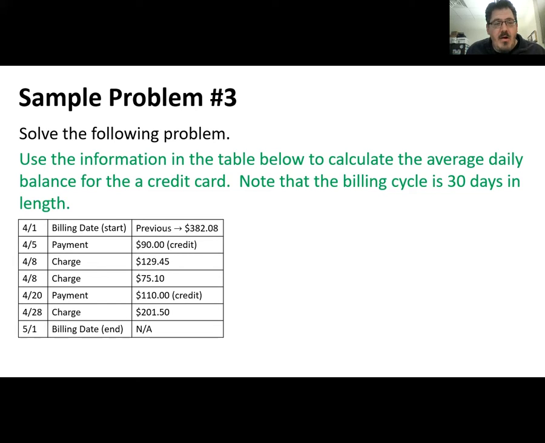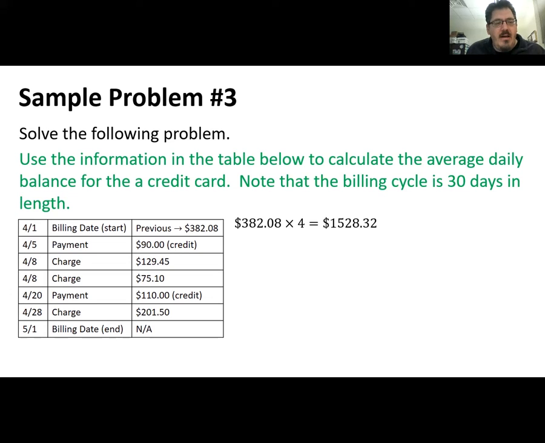$382.08. Now notice nothing happened until the 5th of the month when a payment was made. So for those first 4 days, April 1st, 2nd, 3rd, and 4th, the balance each day was $382.08. Since we're going to try to find the average amount, we have to come up with what the sum is going to be. So we multiply $382.08 times 4, and we get this value that you see on the screen.